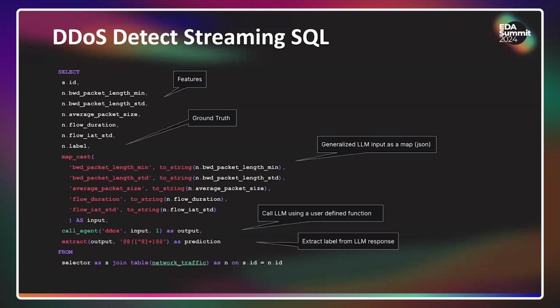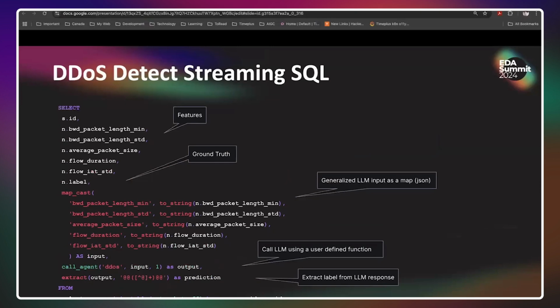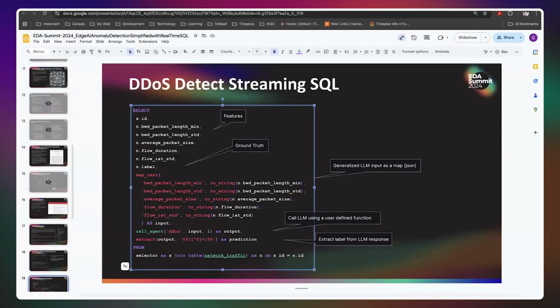That's because we want to generalize the agent call. For each agent, some prediction tasks may need fewer features, some may need more features. But in this case, we just put a map here, and then we send this data, calling the agent. The agent will evaluate the prompt, and then the last step is to extract whether the large language model thinks it's a DDoS or not. So that's our detection SQL. Let's run this.